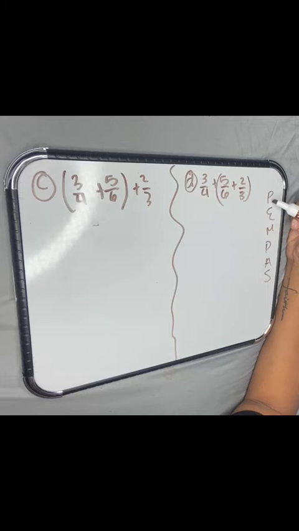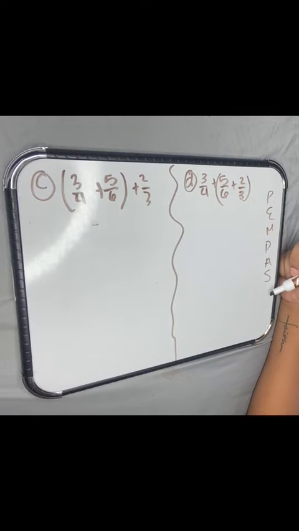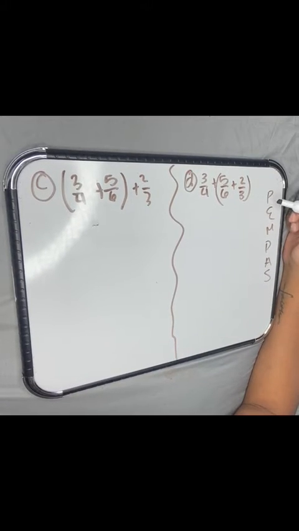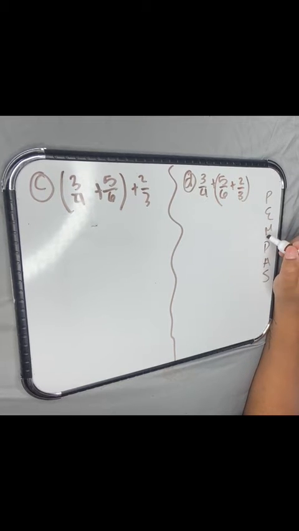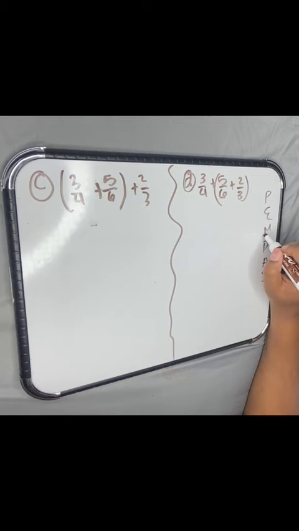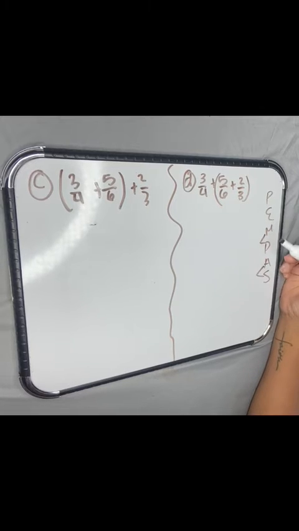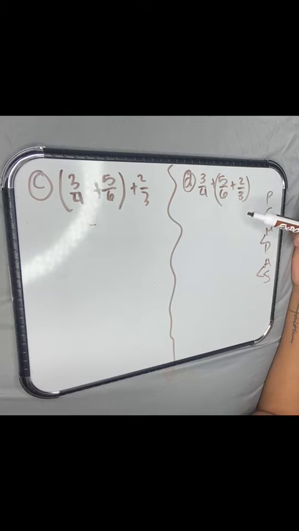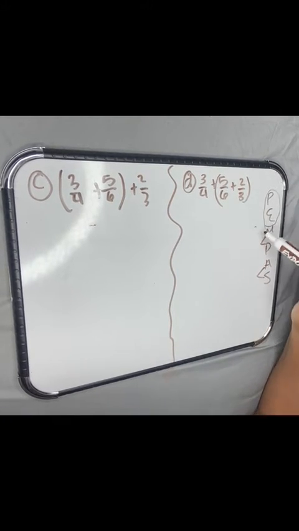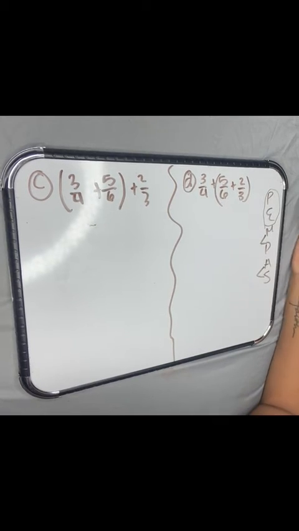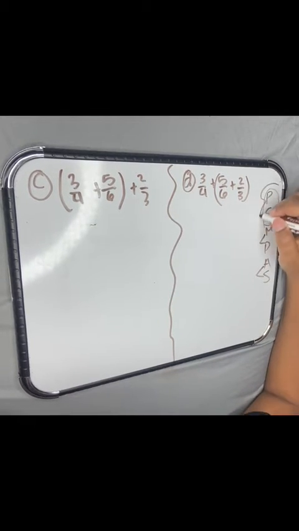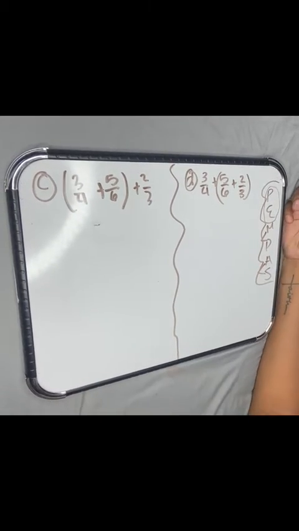So P stands for parentheses, E stands for exponents, M stands for multiplication, D stands for division, A stands for addition, S stands for subtraction. But what people get confused about with PEMDAS is that they think that whatever order these are in means how you do it in an equation, but that is not the case. Whichever one comes first in an equation is which one you do first. Besides these two, whichever one comes first between these two is what you do in an equation, and it does matter, but that is something that we will talk about later on.